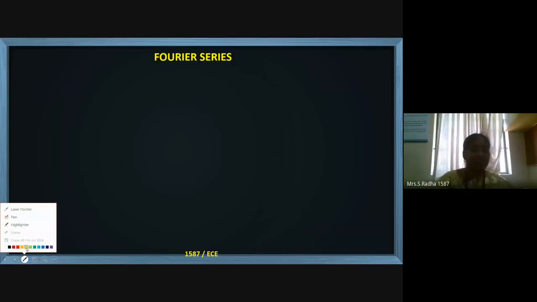Topic: Fourier series. If you take a signal, so I will consider a signal like this. Let this be the origin and positive. This is the x-axis. This is the y-axis.